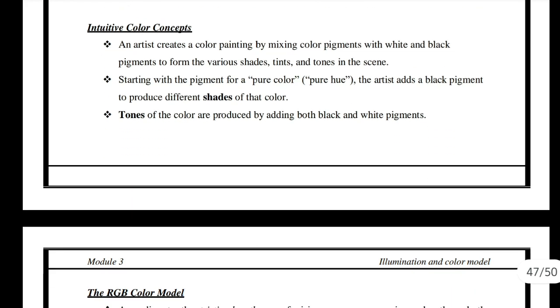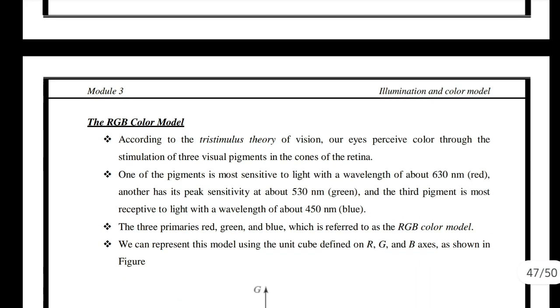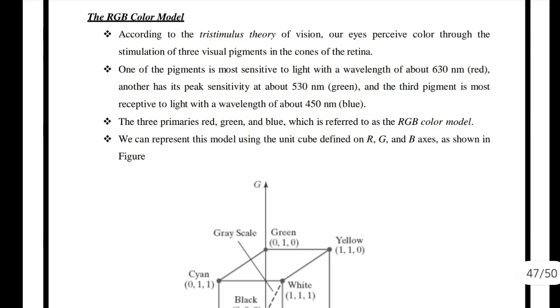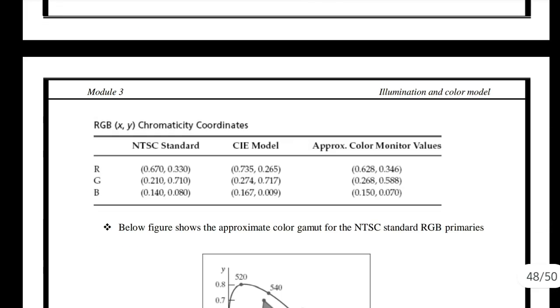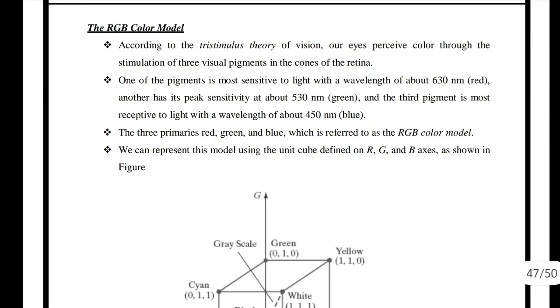Intuitive color concepts will have the shades and the tones by setting the intensities of the colors, that is shades and tones. Now coming to the RGB model, this is the first model, and the second one, I guess, is CMY. Okay, the CMY model, those are the two models you have to explain.